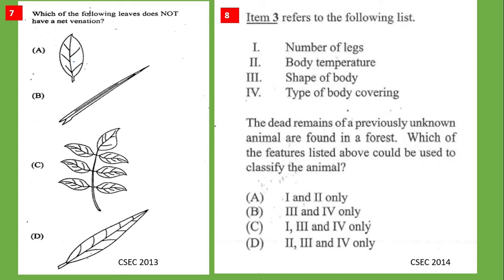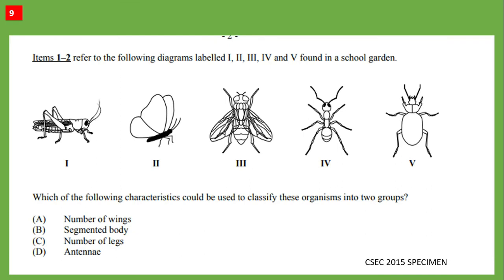Item number 8, or question number 8, refers to the following list. And here we're seeing 1 to 4. The dead remains of a previously unknown animal are found in the forest. Which of the features listed above could be used to classify the animal? This is from the CSEC 2014 paper, and of course, this is a repeated question. You want to pay keen attention to that.